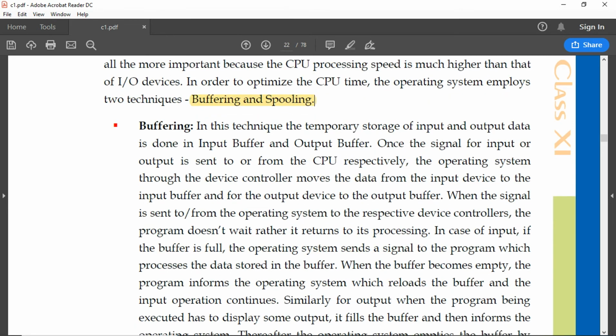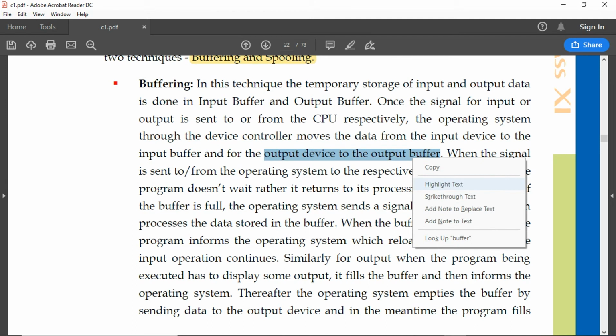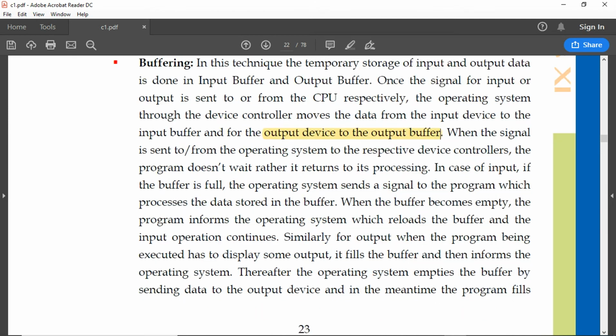Buffering. In this technique, the temporary storage of input and output data is done in an input buffer and an output buffer. Once the signal for input or output is sent to or from the CPU respectively, the operating system, through the device controller, moves the data from the input device to the input buffer, and for the output device to the output buffer. When the signal is sent to or from the operating system to the respective device controllers, the program doesn't wait, rather it returns to its processing.